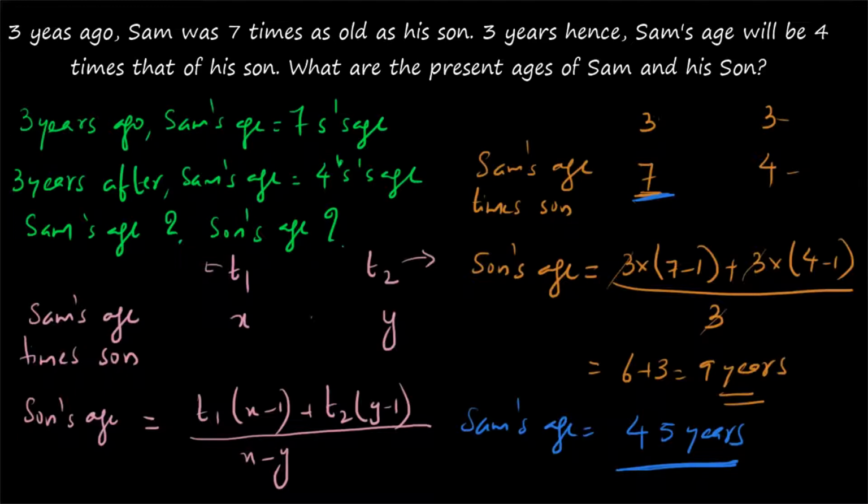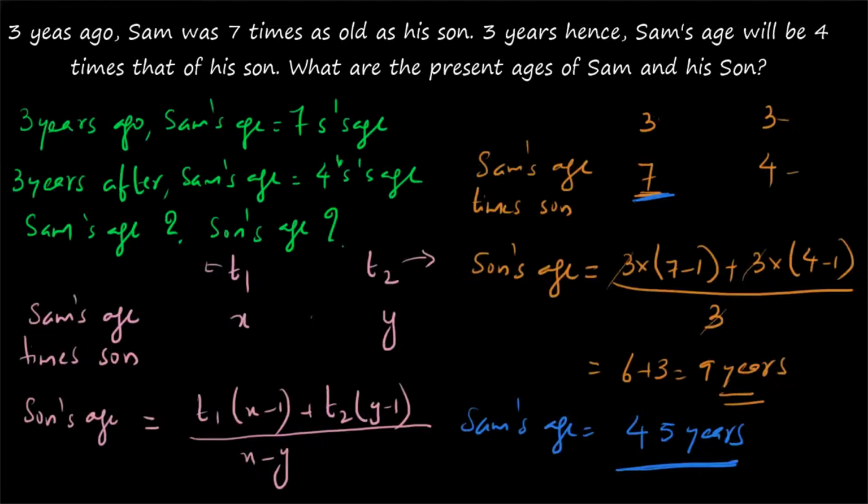So you just substitute son's age in any one relation. 3 years ago son's age was 9 minus 3, which is equal to 6, and 3 years ago the ratio is given as 7 times that of son's age. So 7 into 6 is equal to 42, and 42 plus 3 is equal to 45 years, which will be the present age of Sam.